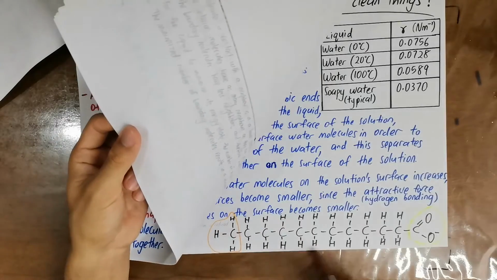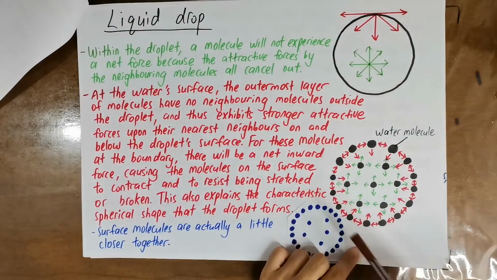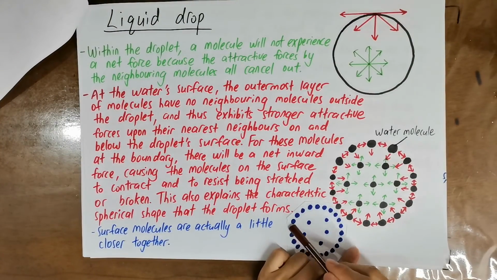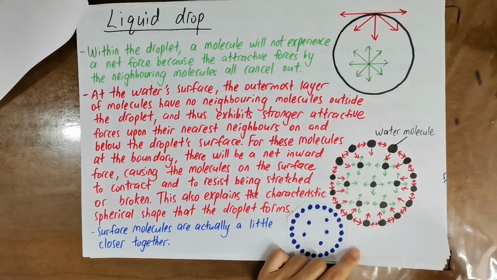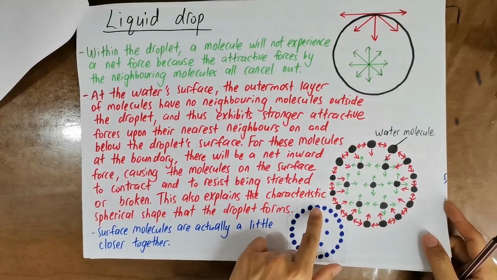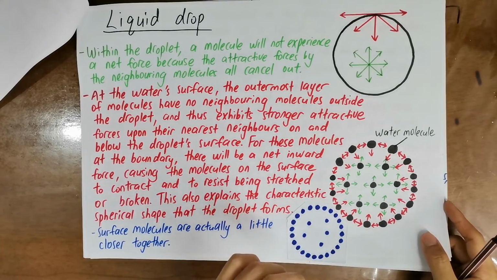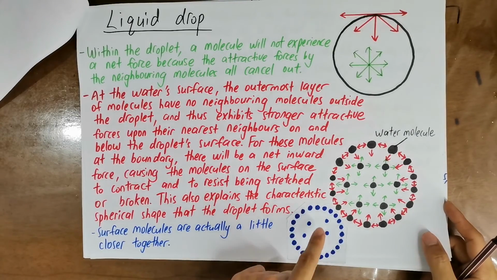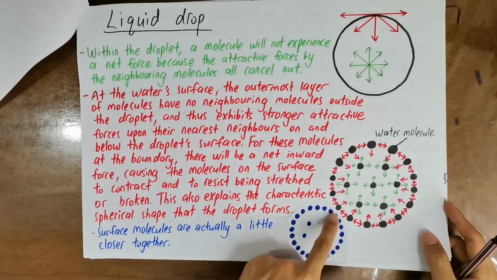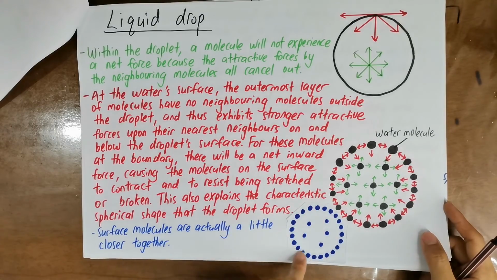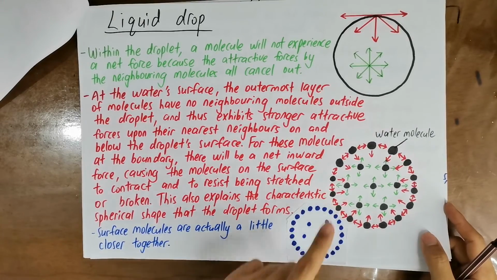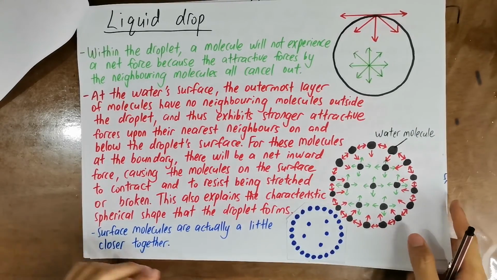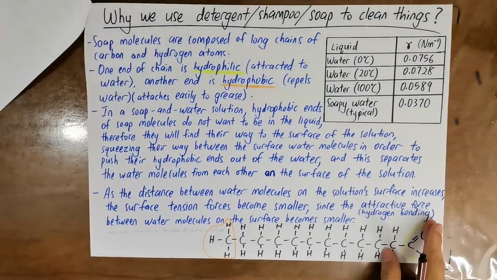this is your soap molecule. The soap molecules will be here, here, and here, so the distance between the water molecules on the surface increases. And since the distance between the water molecules on the surface increases, you will have weaker hydrogen bonding on the surface, so you have less cohesive forces on the surface, so you have less surface tension, so that you can clean your things easily.